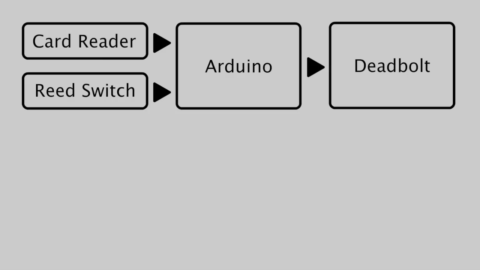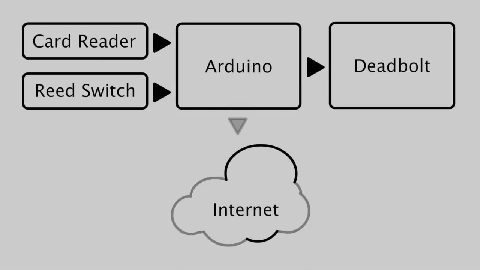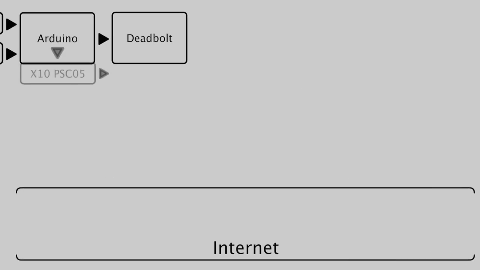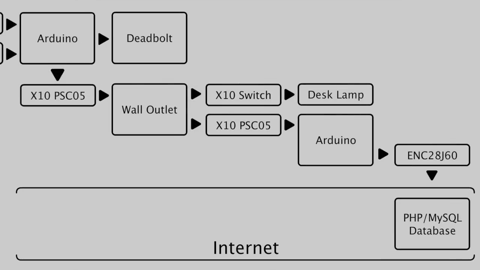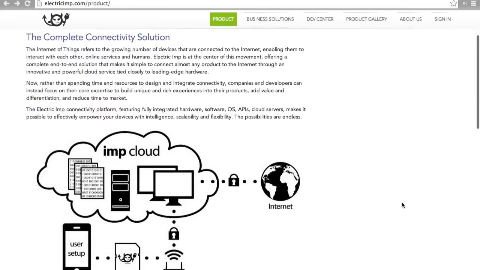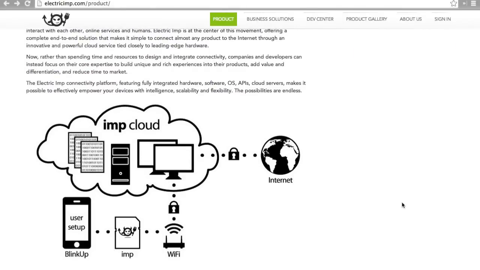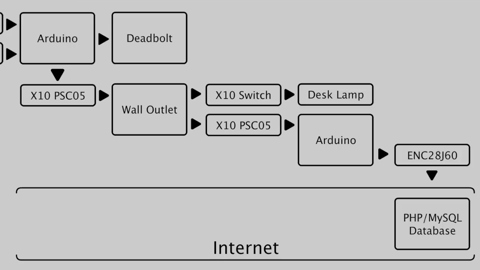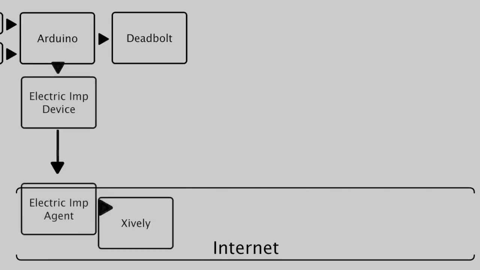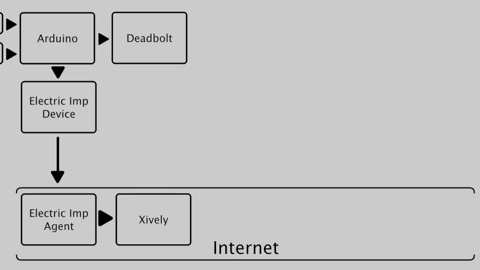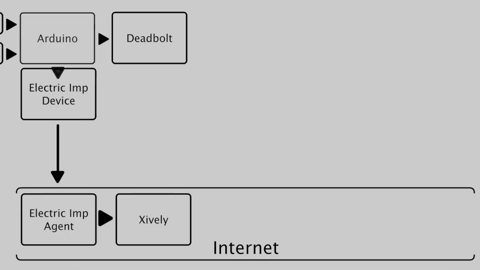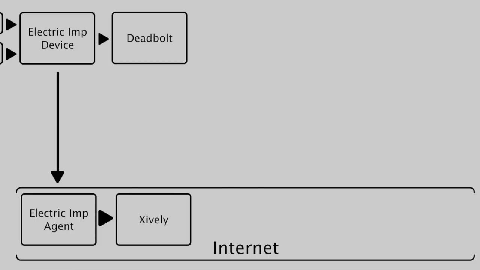To top it off, I wanted to log all entries to the internet. My first prototype had an incredibly long chain that proved to be unreliable and hard to set up. But with 2013 came the advent of the Electric Imp and Xively. This made my chain much shorter and much easier to program. And with the pin count so low, I could remove the Arduino completely.